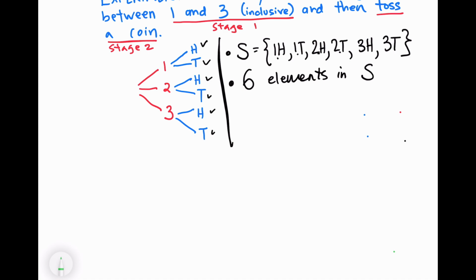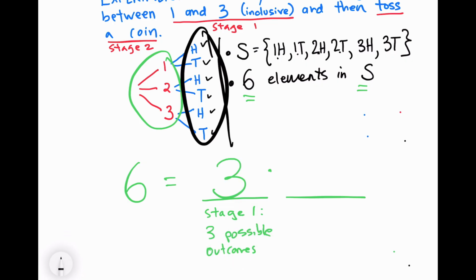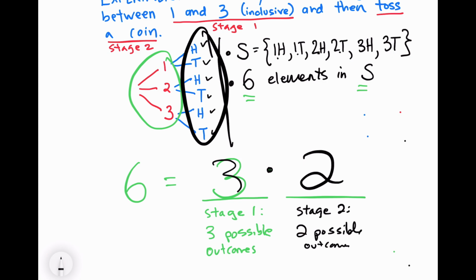And again, I want you to note something special here, and that's that 6. We can think about this. So if we think about in the first stage of the experiment, in stage 1, there were how many? 3 possible outcomes. And in stage 2, for each of those stages, when we toss a coin, we have 2 possible outcomes. And if I multiply 3 times 2, I get 6, which is the number of possible outcomes in the sample space for the original experiment.